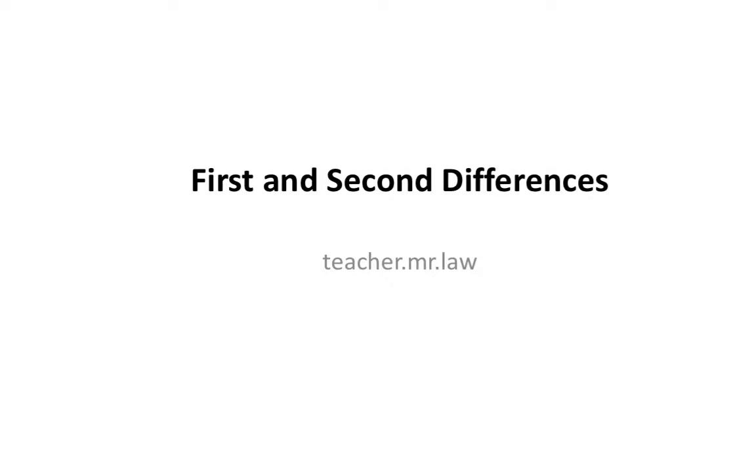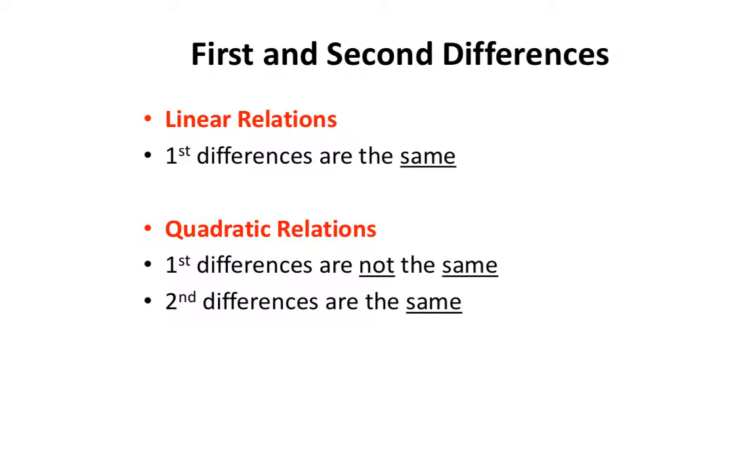In today's lesson, we'll be learning about first and second differences. Let's talk about linear relations. If you recall, a linear relation looks like a straight line. In a linear relation, the first differences are the same. A quadratic relation looks like a curved line. We use the word parabola to describe this.